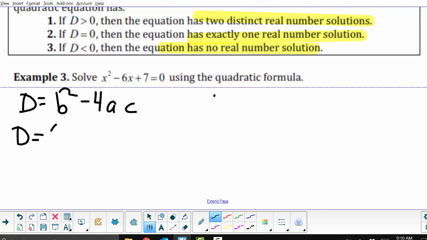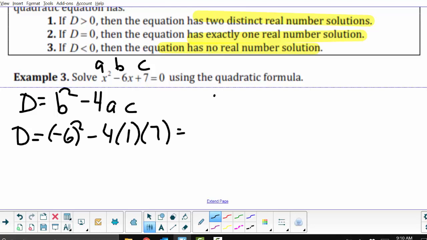So I have negative 6 squared. Remember, the a is right here, so it's a 1, the b is negative 6, and the c is all by itself, the 7. Minus 4 times a is 1 times c is 7. And what does that give us? 36 minus 28, right? And that should give us what? Positive 8, right?